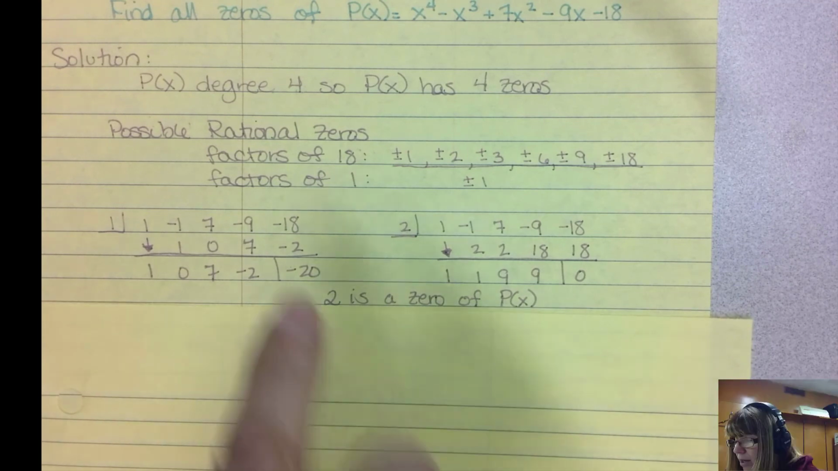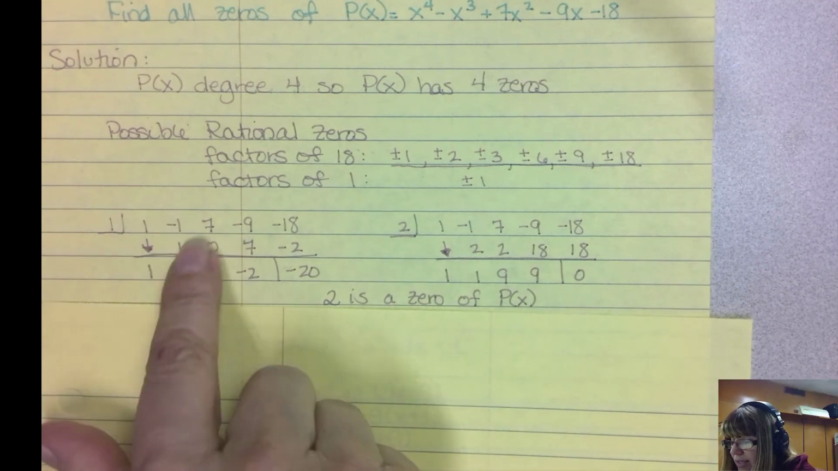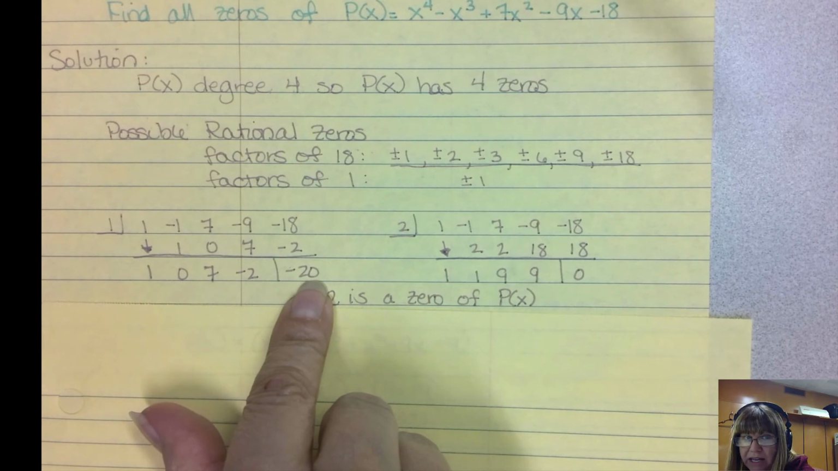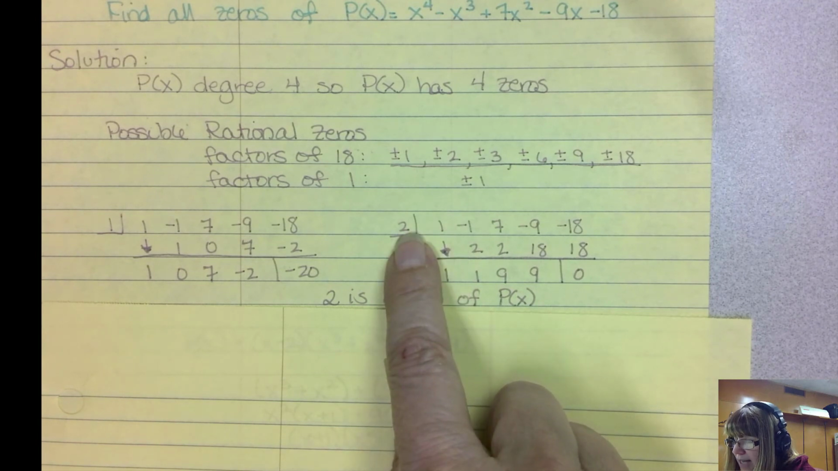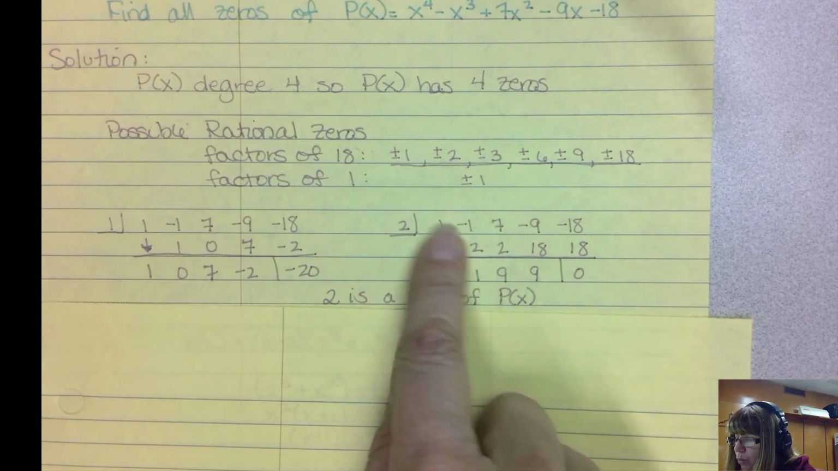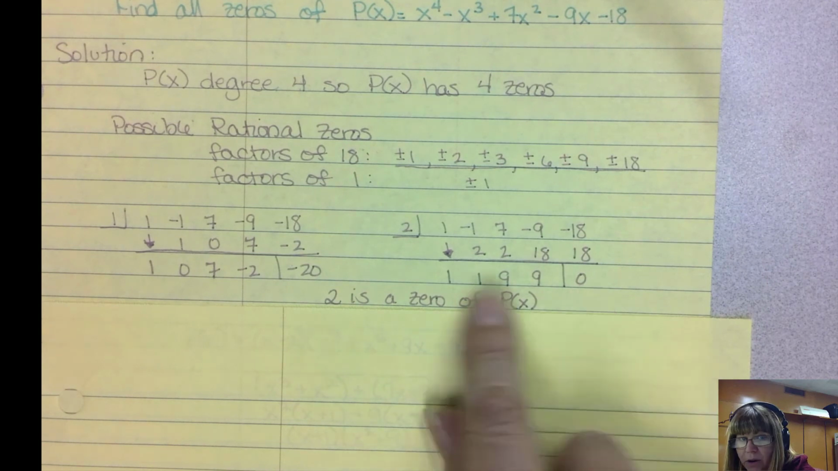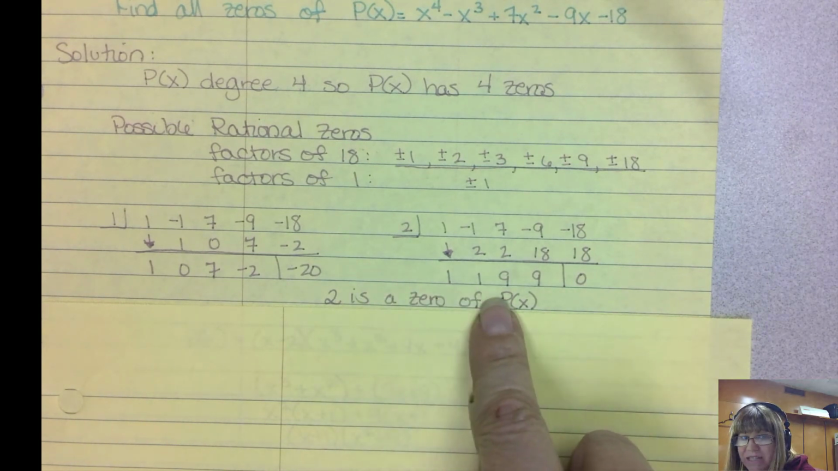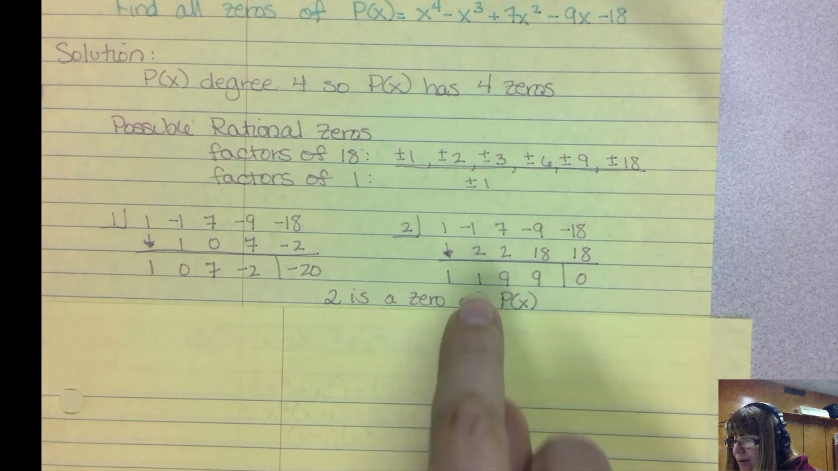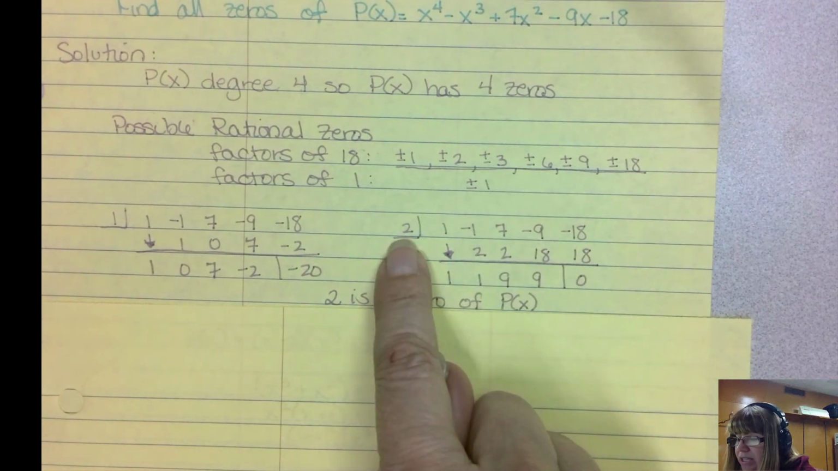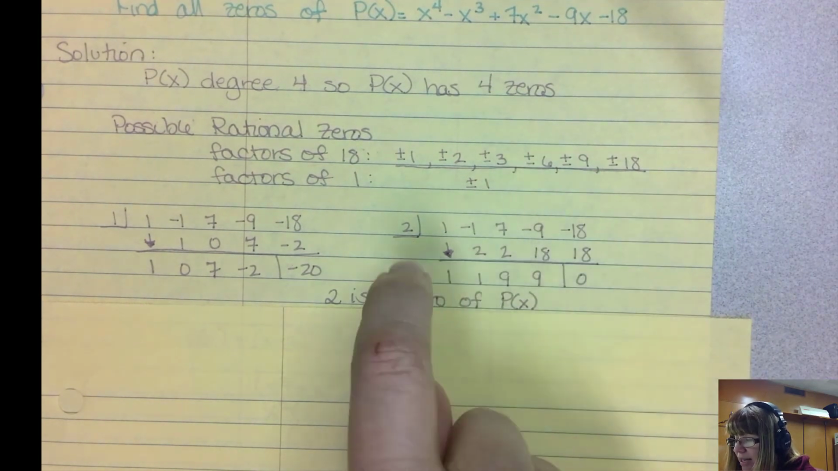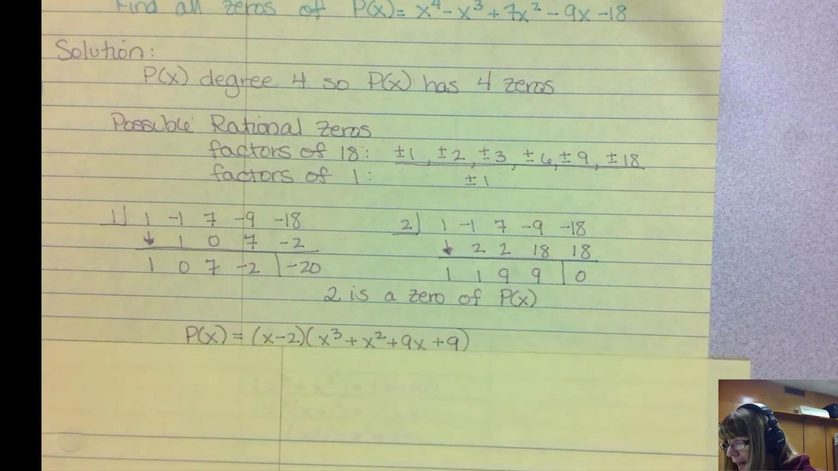All right, so 1, and using synthetic division here, I get a remainder of negative 20, so that is not one of our zeros. We get 1 for our second, 2, and when we work this out, we do get a remainder of 0. So 2 is a 0 of the polynomial, and that last line is all positives, meaning 2 is our upper bound. We don't even have to check 3, 6, 9, or 18. That is our upper bound.